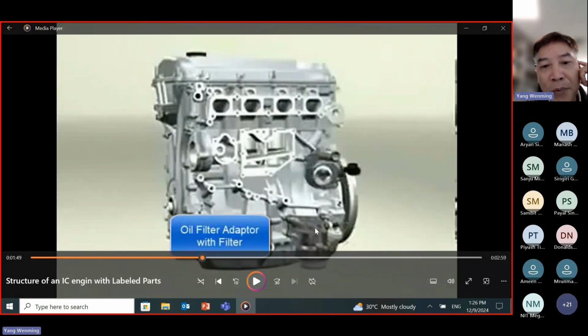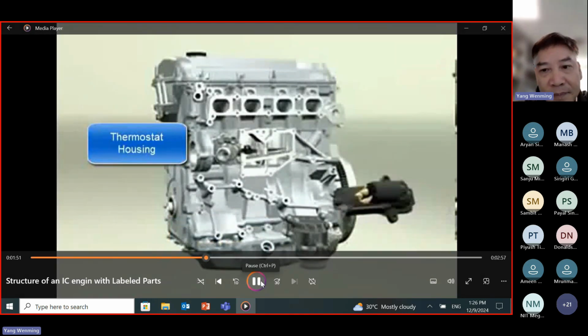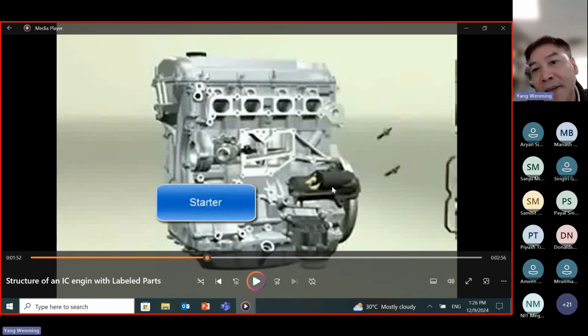This one is the filter, which can help to clean the lubrication oil. And this one is a starter. Before the engine works, the engine is stationary, correct? The piston and the crankshaft are stationary. Then you have to use this electric starter to start the engine, before the engine is self-sustaining.